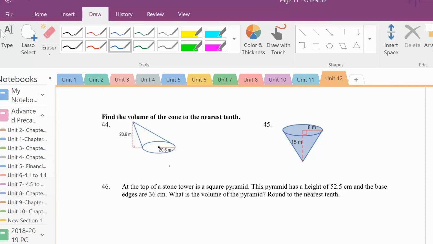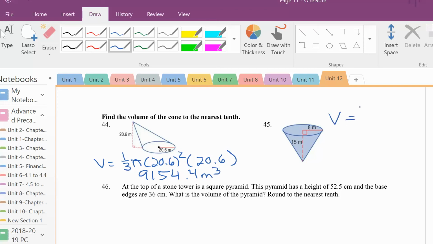The volume of the cone here, remember, volume of the cone is 1/3 pi r squared, so 20.6 squared, times the height, which is also 20.6. And when you multiply that out, you get 9,154.4 cubic meters. Here, it's 1/3 8 squared pi times 15, and that's 1,005.3 cubic meters.